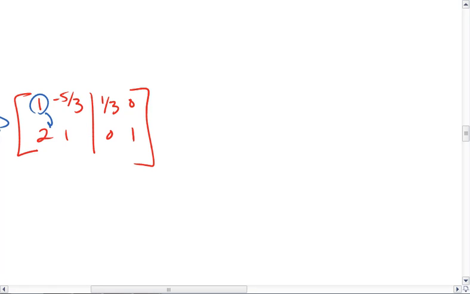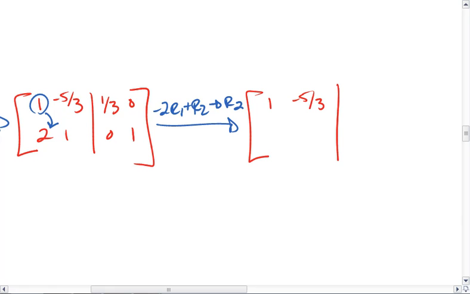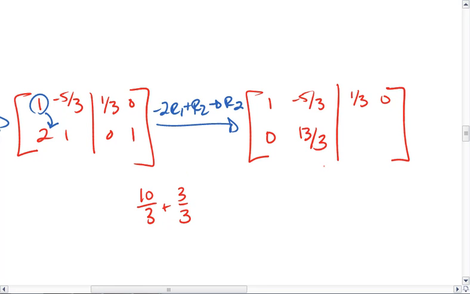Now I'll use this 1 to get rid of the 2 down below. Take negative 2, row 1, add it to row 2, and that becomes my new row 2. Thus, row 1 stays the same. And my new row 2 is going to be 0. Then I do negative 2 times negative 5/3 is positive 10/3, plus 1, which is the same as 3/3, gives me 13/3. Then I get negative 2/3 and 1.